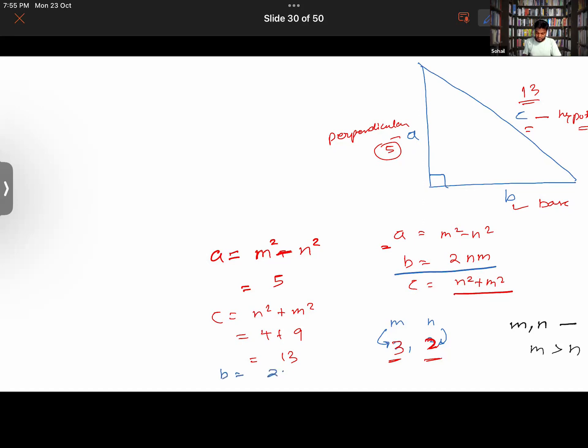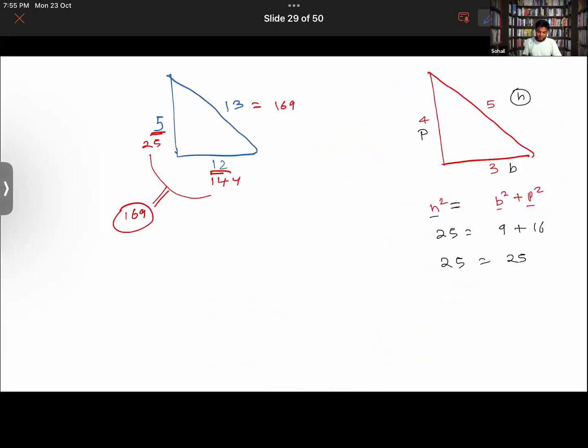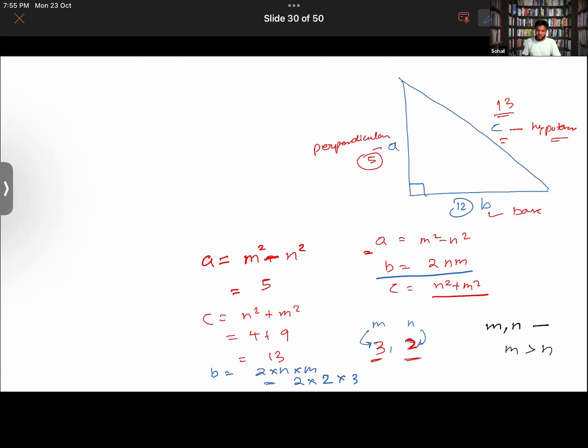Equals 2 times n into m. That is 2 into 2 into 3. So that is 12. Moments ago, I gave you an example of this Pythagorean triple 5, 12, and 13. And I can actually find it out using this formula.